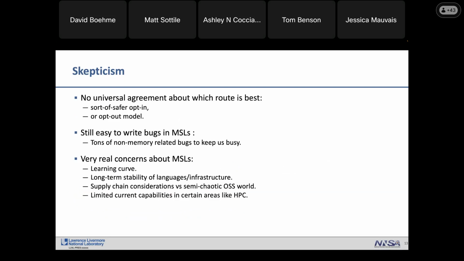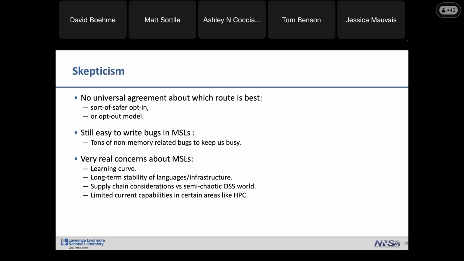So, talking a little bit about the skepticism people have about these languages. There's really no universal agreement about which route is best. I think you will definitely be able to find people on the internet or in person who have strong opinions about one or the other. The jury's kind of out. Some people argue for the safer opt-in model of using better C++ features or better C features. Some people argue this opt-out model is better.